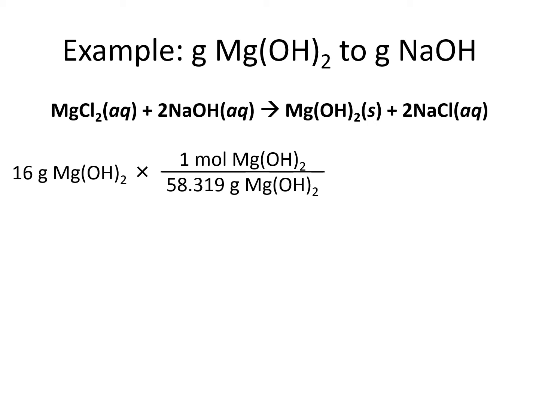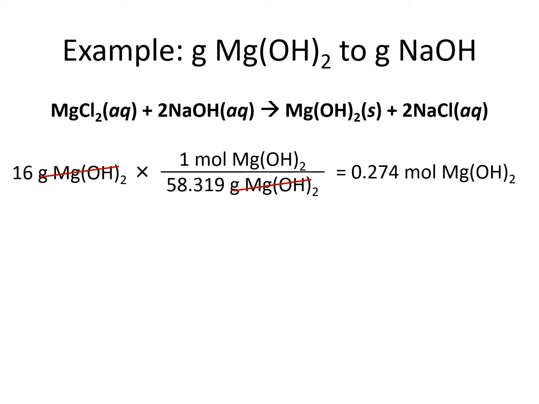We would have 1 times the mass of magnesium plus 2 times the mass of oxygen plus 2 times the mass of hydrogen, and add all those up and get 58.319 grams per mole. We're dividing by that number because grams is going on the bottom to cancel out. Remember, the molar mass always goes next to grams. When we do 16 divided by 58.319, we come out with 0.274 moles of magnesium hydroxide.